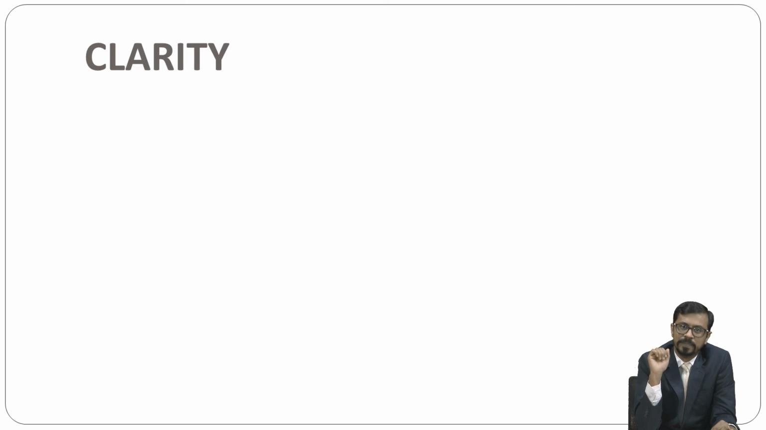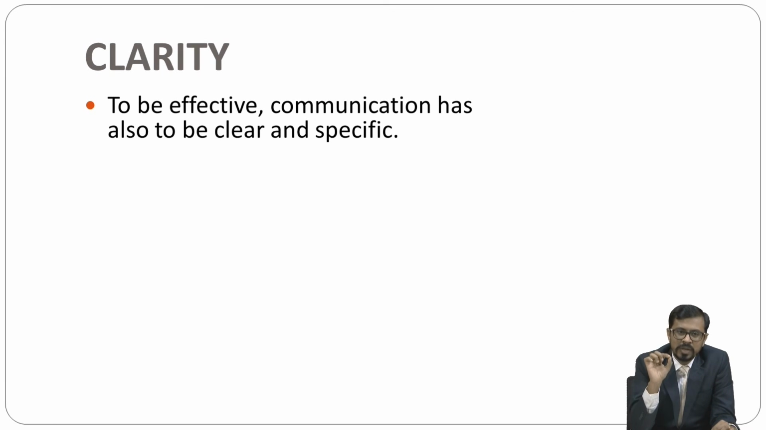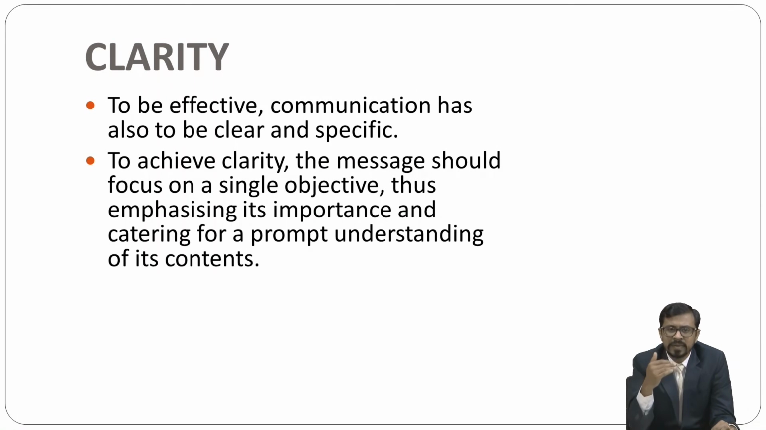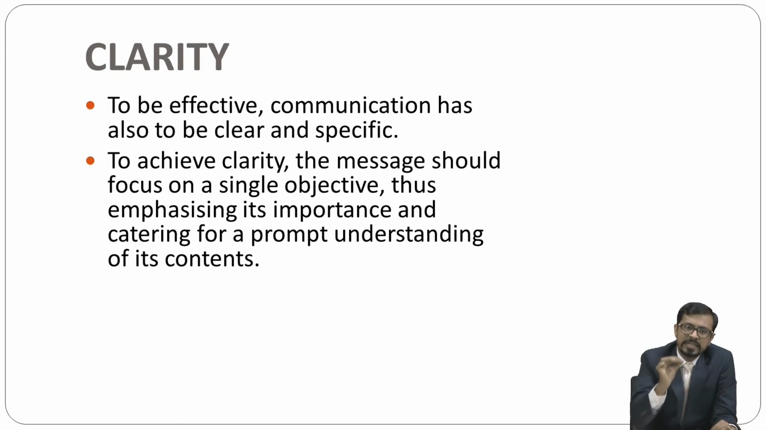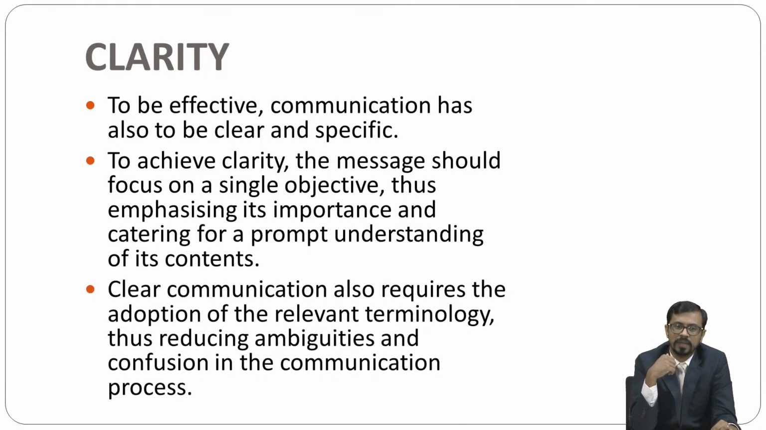Next is clarity. That means your message should be clear. To be effective, communication has to be clear and specific. To achieve clarity, the message should focus on one single objective, which emphasizes its importance and it caters for a prompt understanding of its content. Right? If you're not clear of what you're saying, or if the person does not get clarity of what you're saying, then there's no effective communication. Clear communication also requires the adoption of the relevant terminology, thus reducing ambiguities and confusion in the communication process.